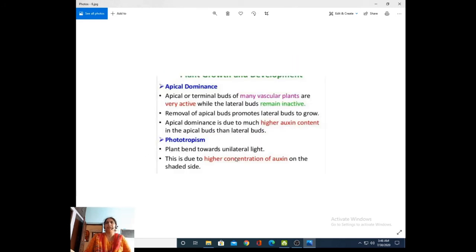Second is phototropism. Phototropism is the phenomenon in which some parts of the plant bend towards the light. Plants bend towards unilateral light, and this is due to the higher concentration of auxin on the shaded side.